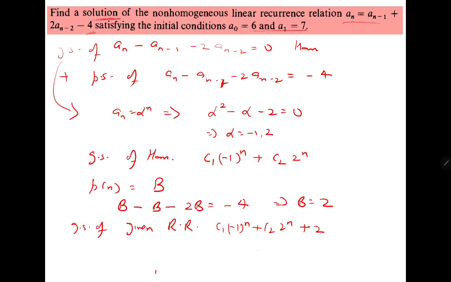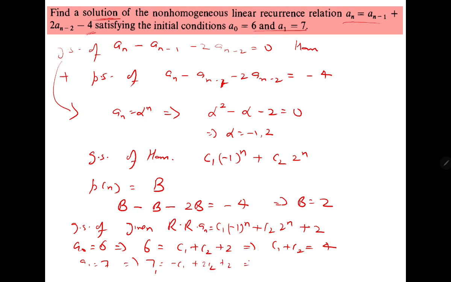Now I have given the initial conditions, a0 is equal to 6. This is the general solution, so a_n is equal to this. a0 means n is equal to 0. So c1 plus c2 plus 2 implies c1 plus c2 is equal to 4. Next is a1 is equal to 7, implies 7 is equal to, n is 1, so minus c1 plus 2c2 plus 2, implies minus c1 plus 2c2 is equal to 5.